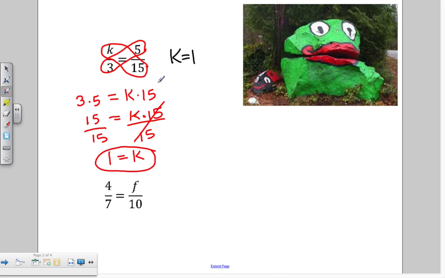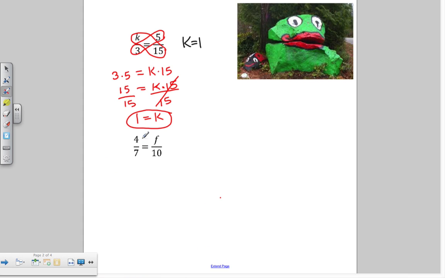I do think you should do it the fastest way possible, so I think that the original method in this case would work. But if you look at my problem here, you'll see 7 to 10 is not as nice as 3 and 15 was. So if I jump right to my cross product, which the book will do with you, and this one, I'm going to circle it to remind me, and then I'm going to say, okay, 4 times 10 equals 7 times f. 4 times 10 gives me 40. 7 times f gives me 7f.